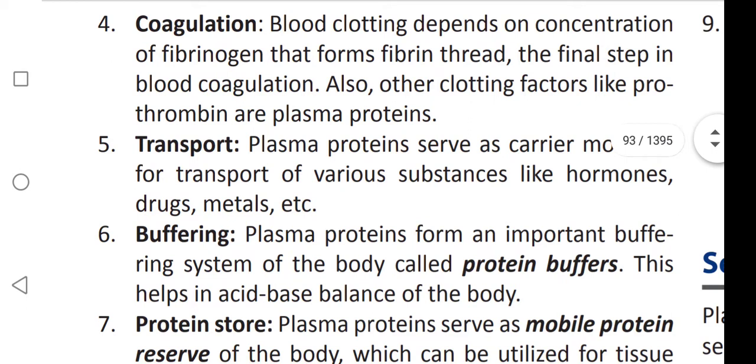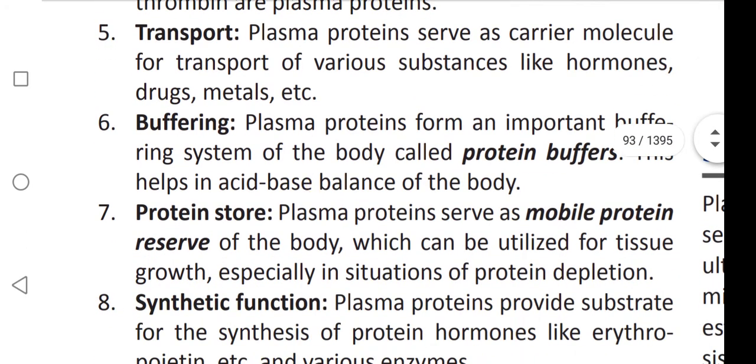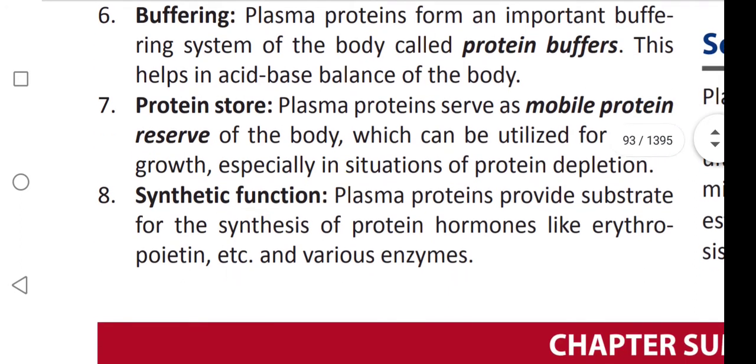Transport. Plasma proteins serve as carrier molecules for transport of various substances like hormones, drugs, and metals, etc. Next, buffering. Plasma proteins form an important buffering system of the body called protein buffers. This helps in acid-base balance of the body. Protein storage. Plasma proteins serve as mobile protein reserve of the body, which can be utilized for tissue growth, especially in situations of protein depletion.